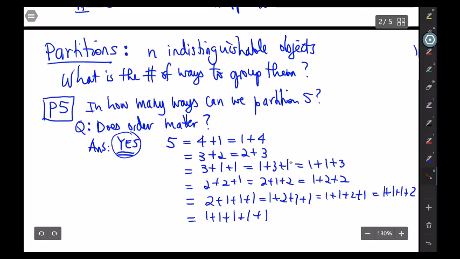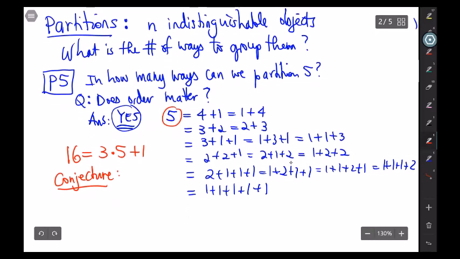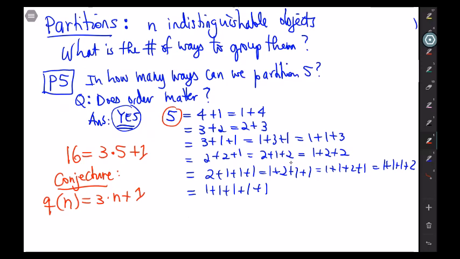16 of them. Okay, let's make a conjecture. I'm pretty good in making conjectures. My conjecture is because the answer is 16, I claim I can relate 16 to 5 like this. It is 3 times 5 plus 1. So as a result, my conjecture is that whenever you have a number n, the number of ways to partition it when order matters, let's call it Qn, is 3 times n plus 1. What do you think about my conjecture? I'm naturally great, right?